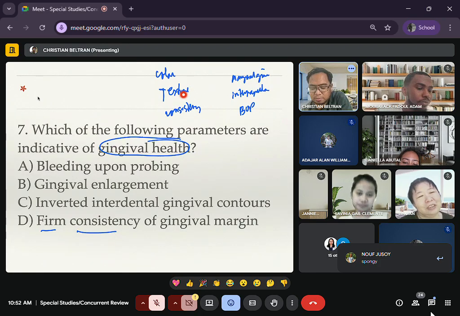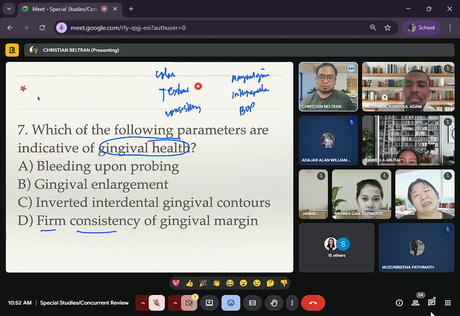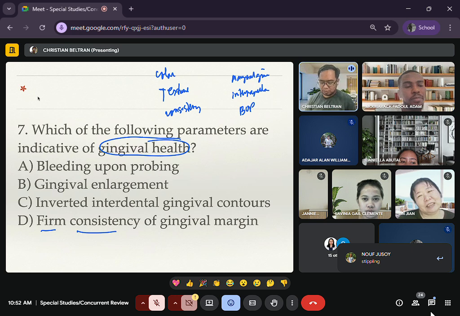What about the color of a healthy gingiva? Color is coral pink, while an inflamed gingiva is erythematous. A healthy gingiva has the presence of stippling, while an inflamed gingiva does not have any stippling.